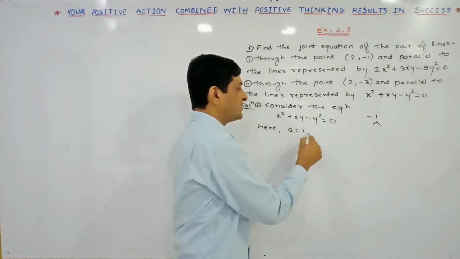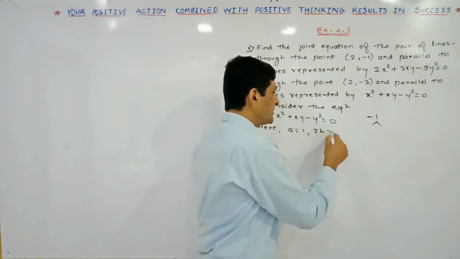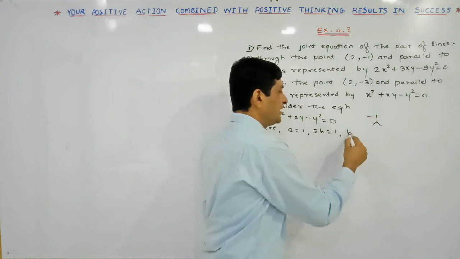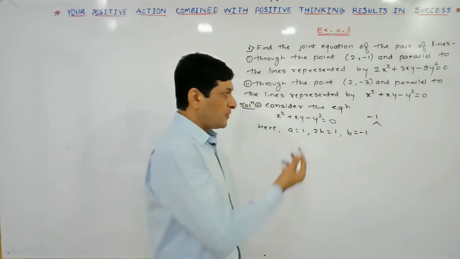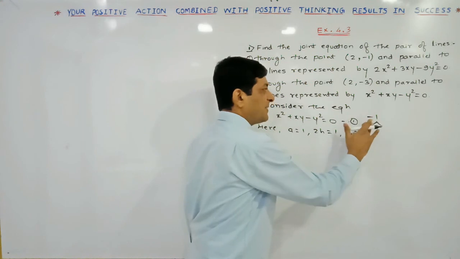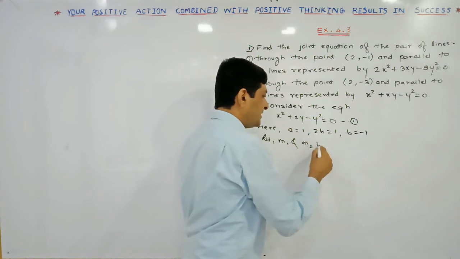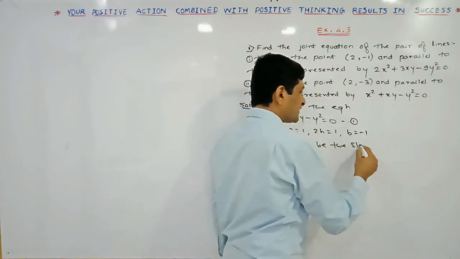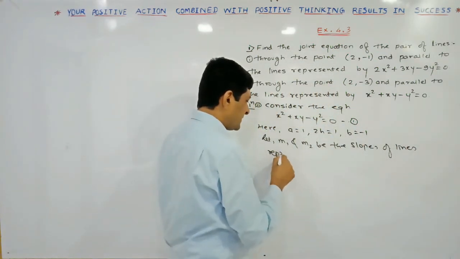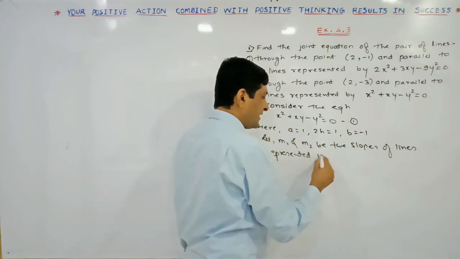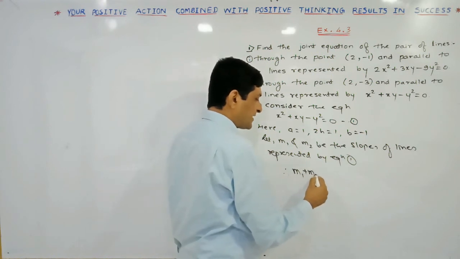In this case, first find out the value of a, 2h and b from this equation. Here we can observe that a is equal to 1, means coefficient of x square is equal to 1. Then find out value of 2h. 2h means coefficient of xy, that is also equal to 1, and b is equal to minus 1. Once these values are known to us, denote the slope of lines represented by equation number first by m1 and m2. So let m1 and m2 be the slopes of lines represented by equation first.